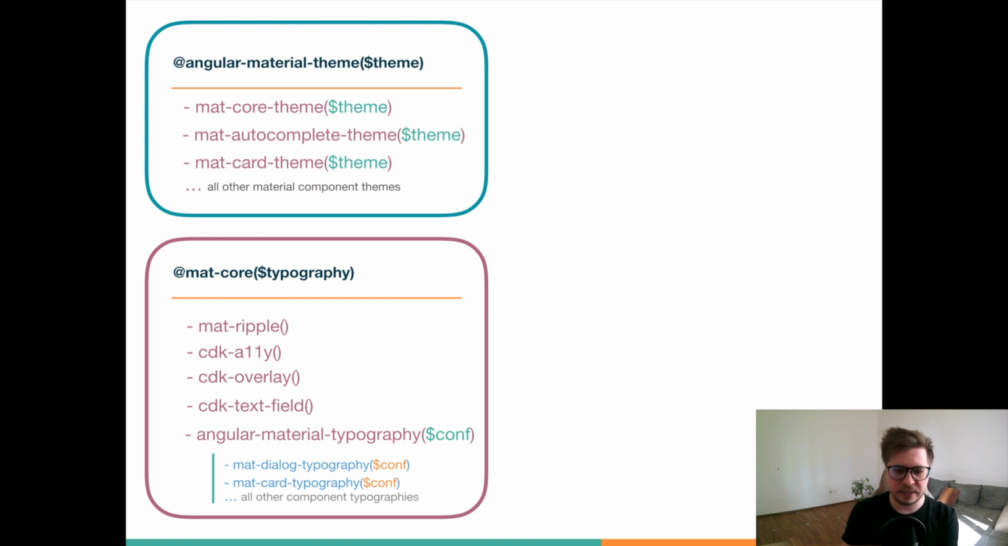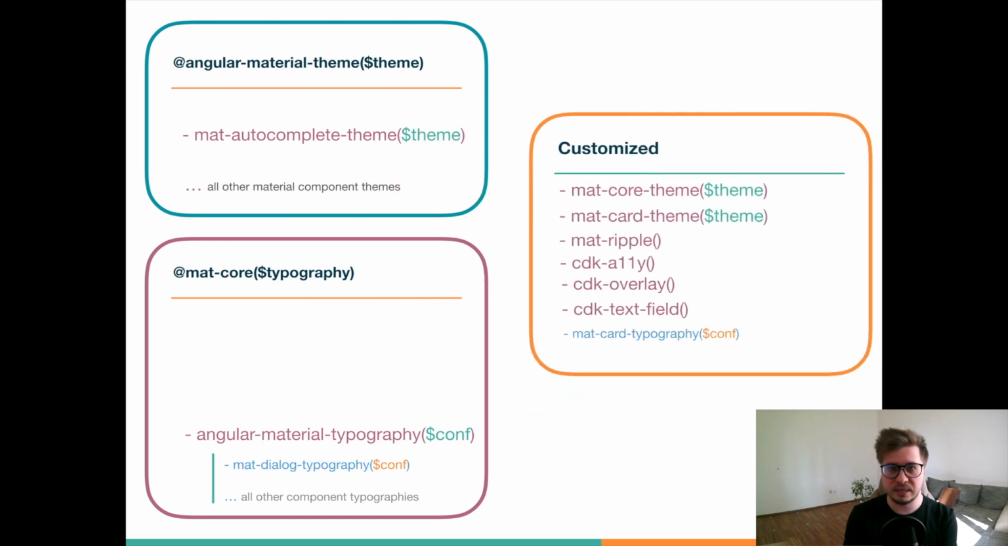And also you can see that it includes the Angular Material typography mixin, and this Angular Material typography also includes typography for every possible component in Angular Material. So as you can see, these two mixins are including styles for all material components whether we use them or not. But we want to have something like this, right? Okay, let's then do this.